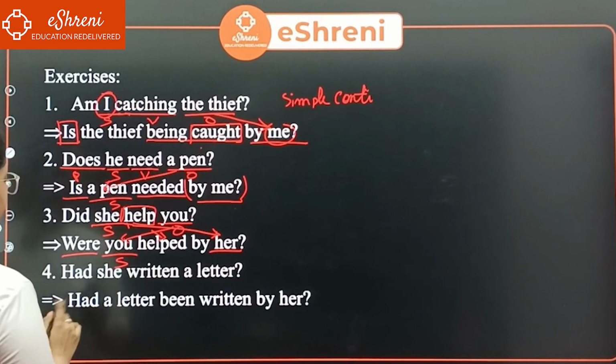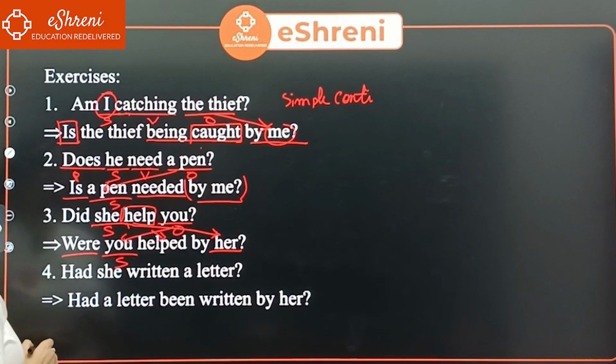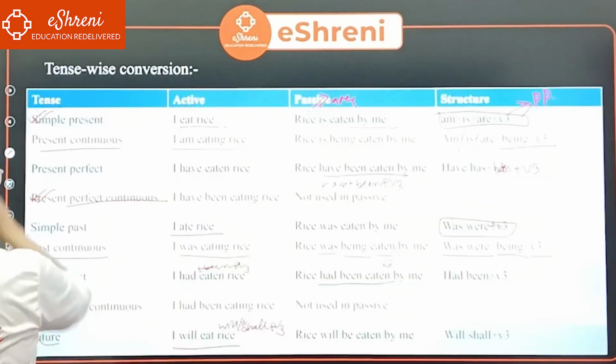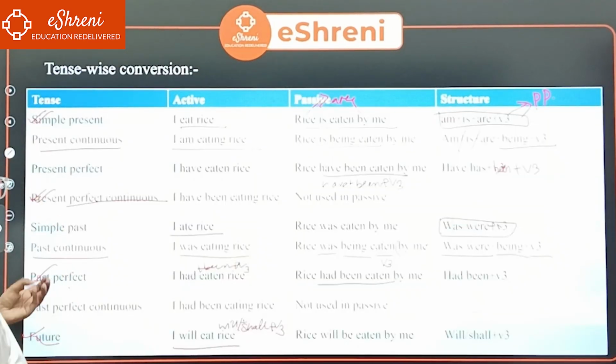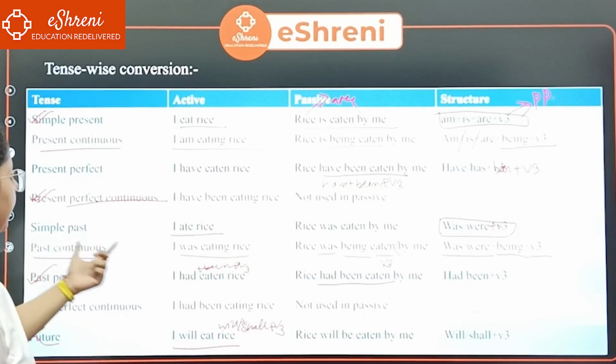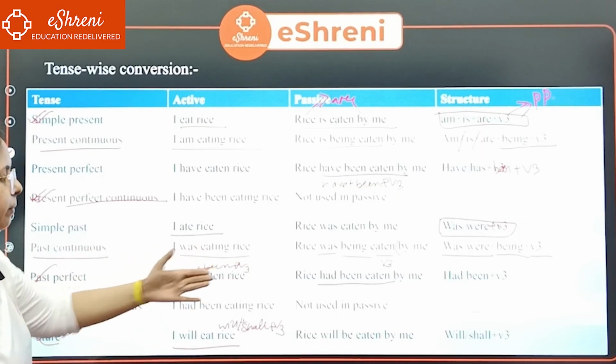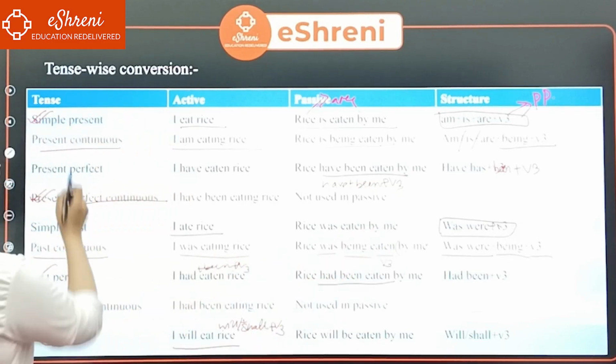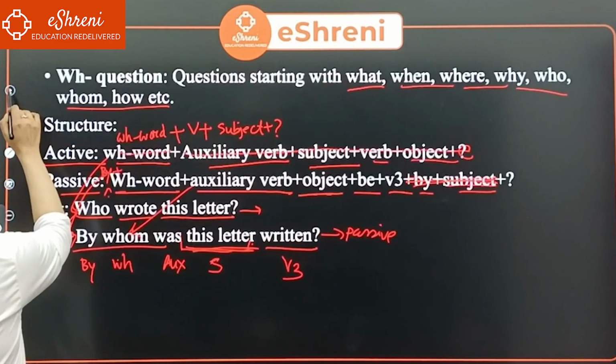Next, had she written a letter? So here this is past perfect. So what happens in past perfect? Let's go back here. Past perfect. I had eaten. So had eaten will become had been eaten. Had been plus past participle.